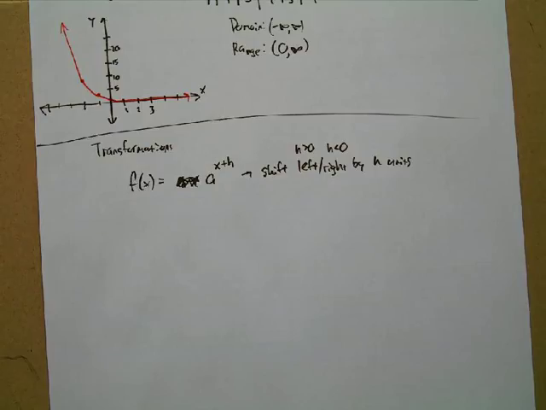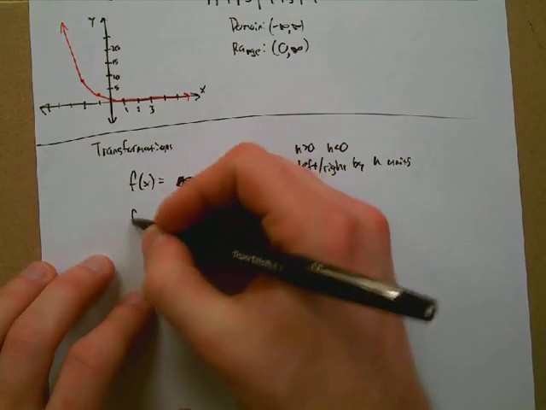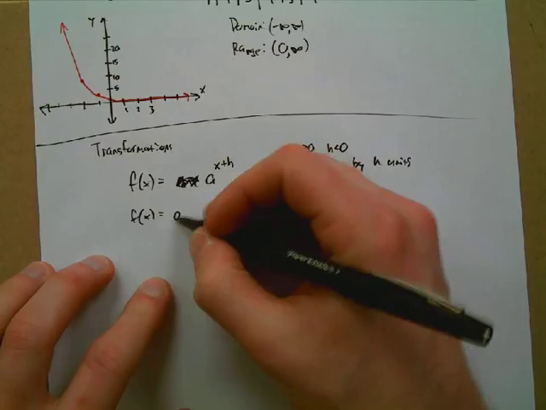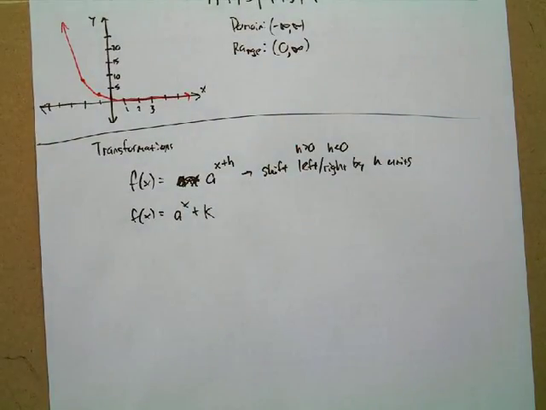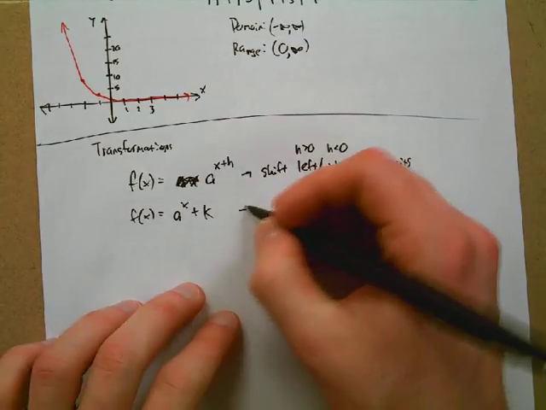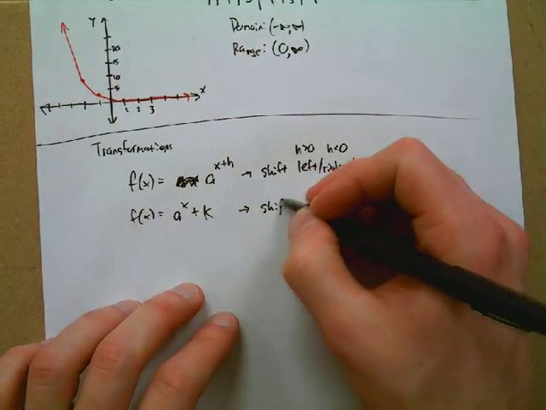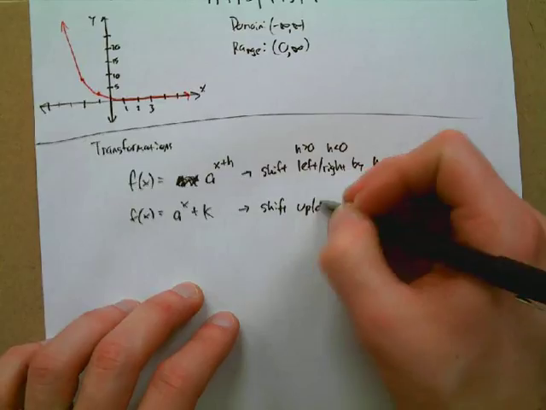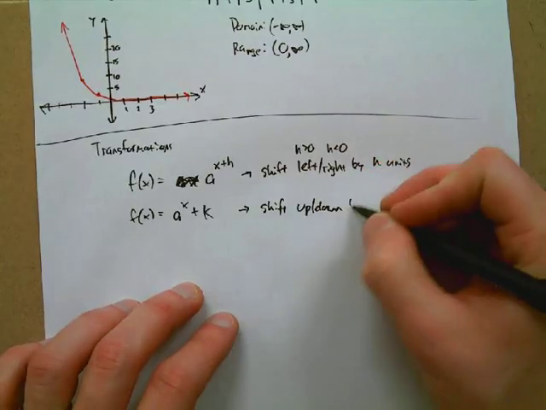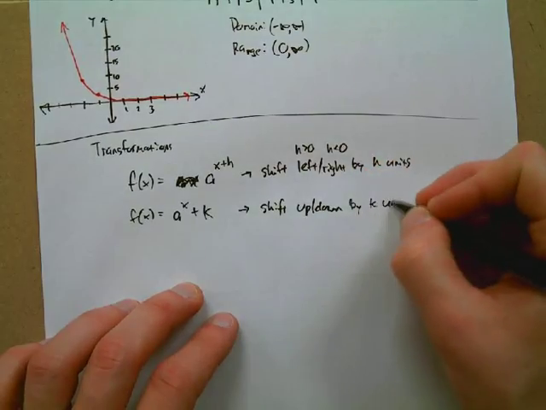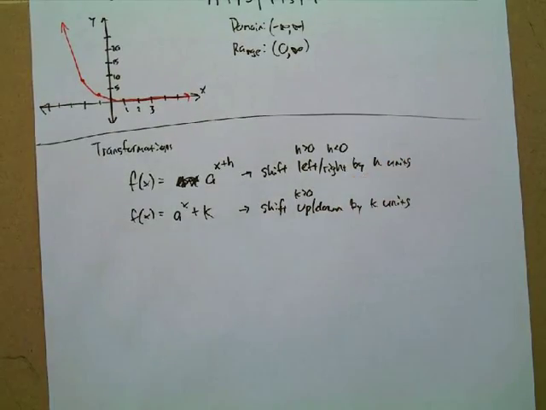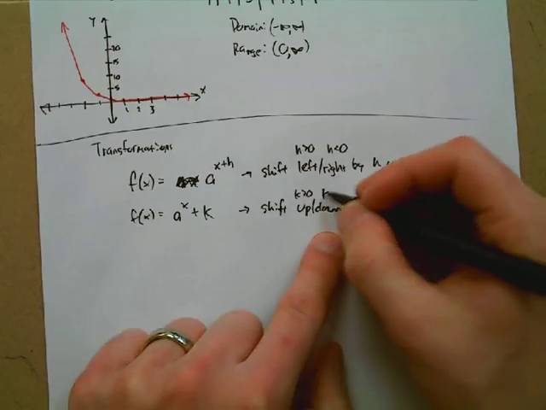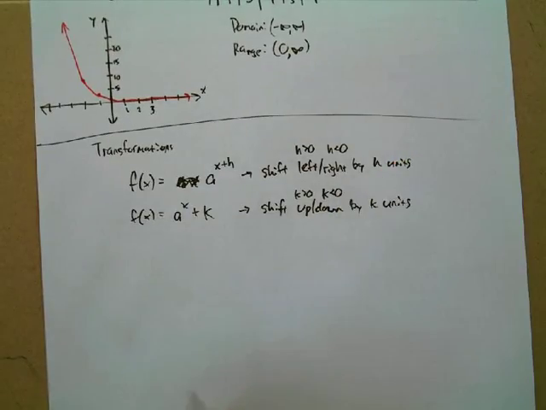If we take a to the x and we add a k outside there, how will that shift things? Up or down, right? So shift up or down by k units. Up if k is greater than 0. So now this is the case where it is the intuitive sense. If k is greater than 0, you shift up. If k is less than 0, you shift down.